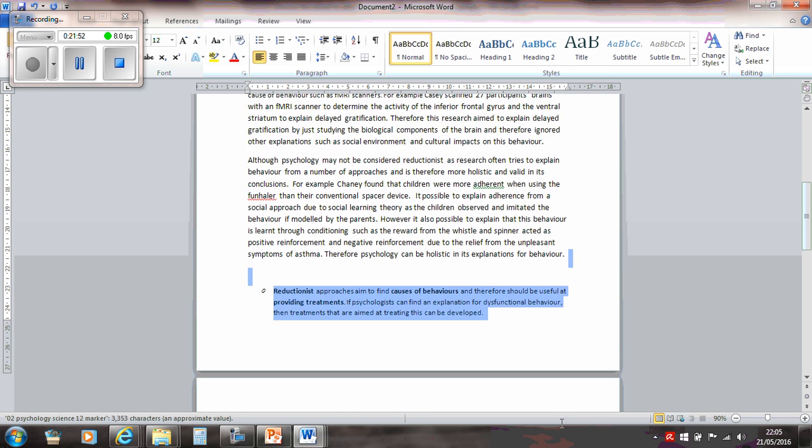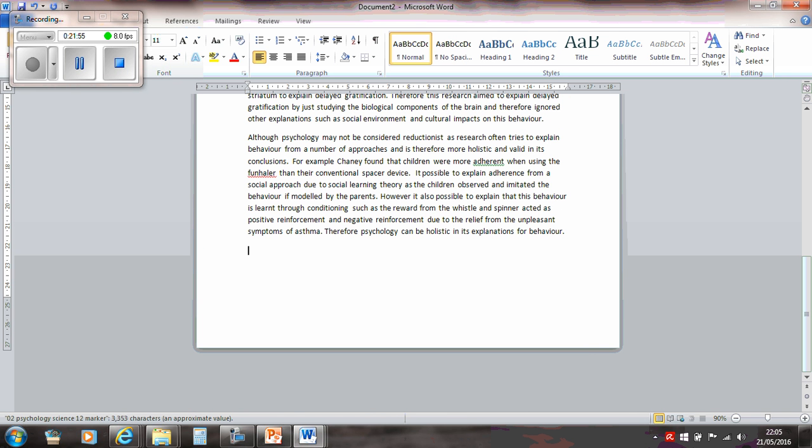And then we need an overall conclusion. Overall, psychology can be viewed as being reductionist if it uses scientific methods and laboratory experiments. However, it is holistic in terms of its explanations.